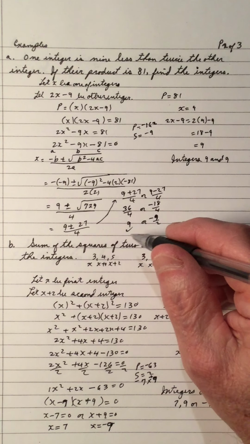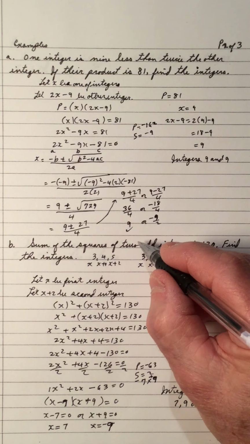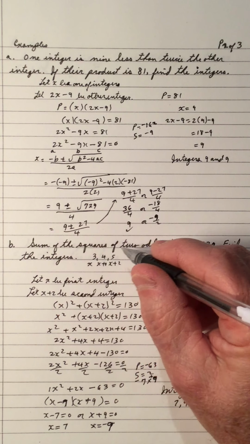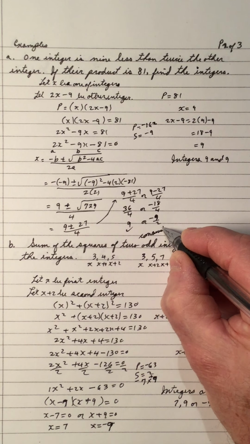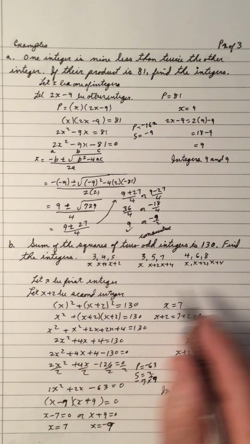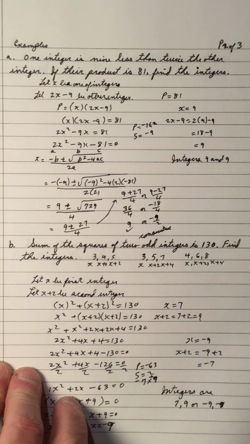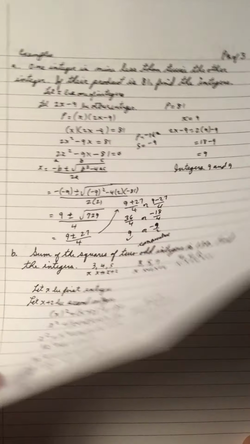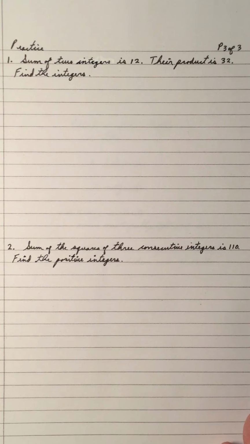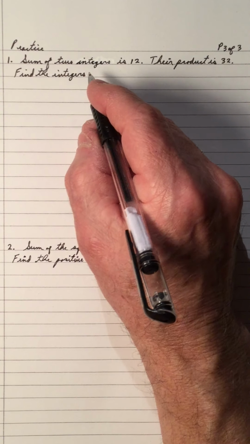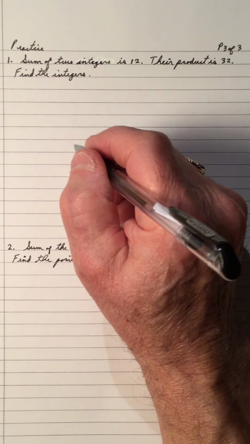And notice this works best if I wrote in sum of the squares of 2, and if I wrote in consecutive, following each other. Okay, those are done. And I have a couple for practice, and practice means pause your video and work these out to see if you get the answers.